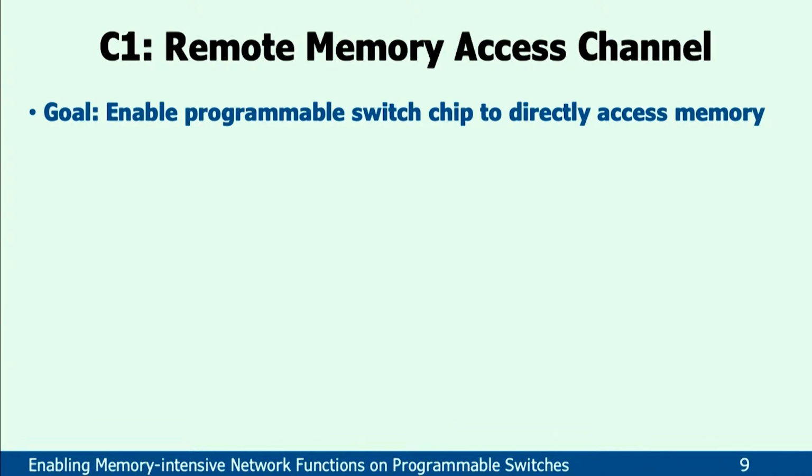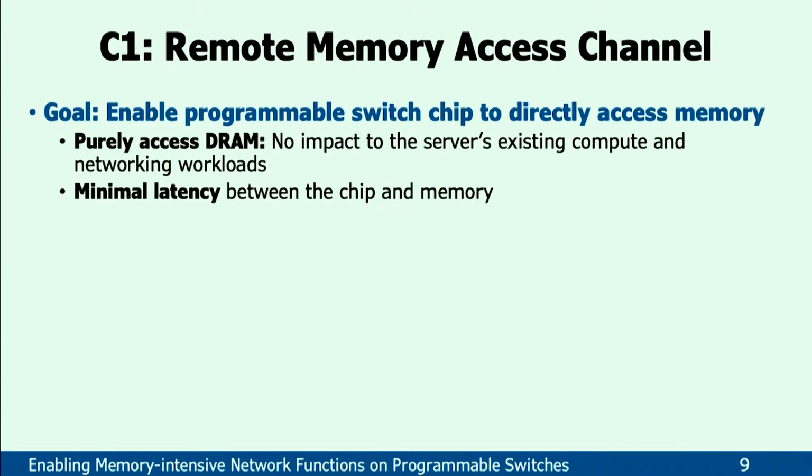So how to enable the switch data plane to directly access remote memory? In particular, it has to access purely DRAM, making no impact to other compute or networking workload on the servers. Also, it needs to achieve minimal latency between the chip and external memory. But there's no obvious way to connect the chip and memory directly.